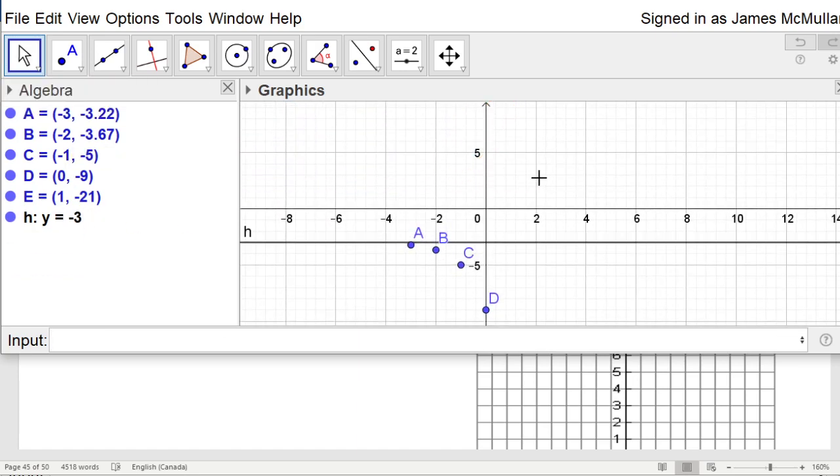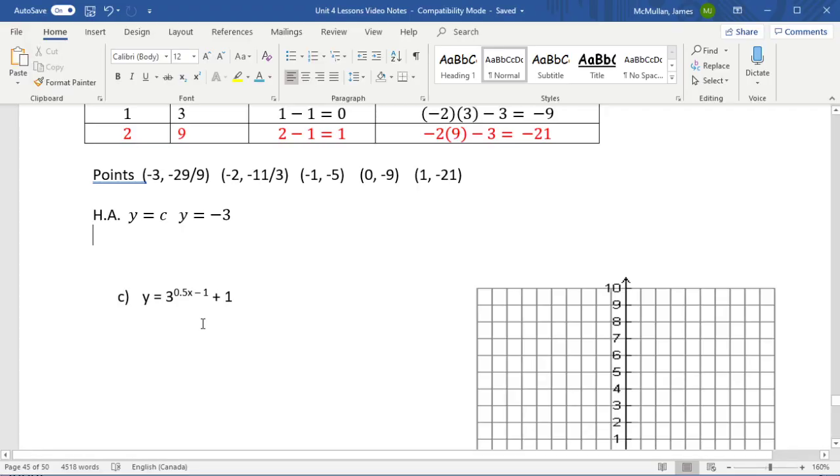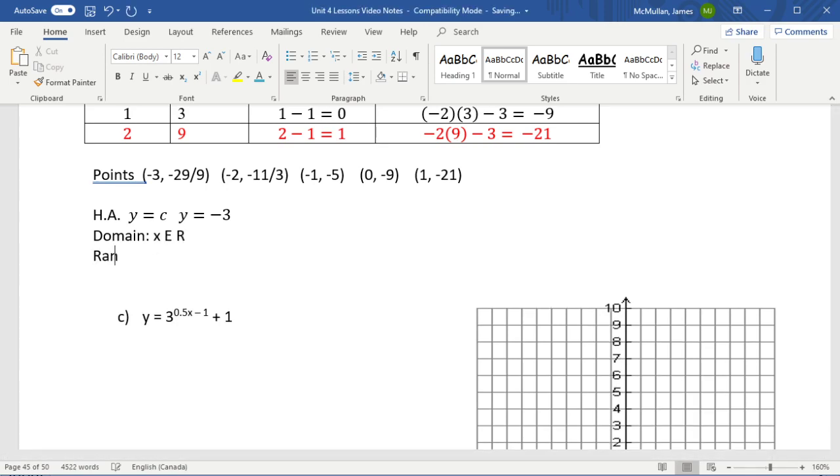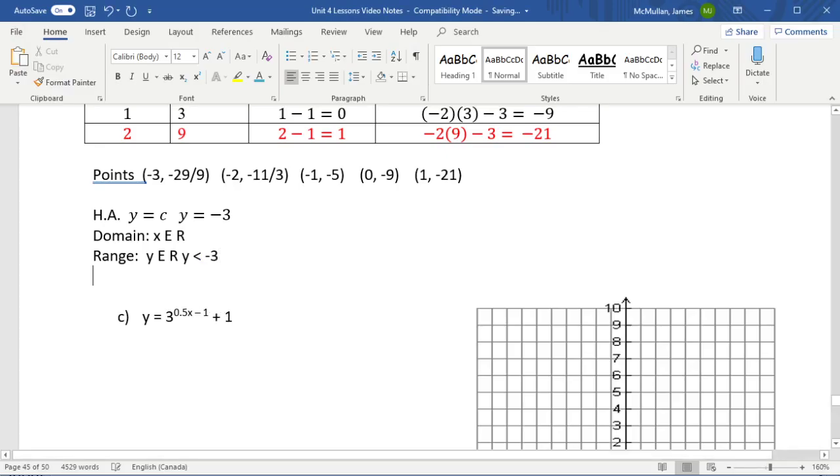Let's delete that and that. The domain is going to be anything. The domain is x in the real numbers. The range is going to be y in the real numbers as long as y is less than negative 3, right? It has to be underneath that asymptote. The y-intercept, we said, is 0 and negative 5, right?